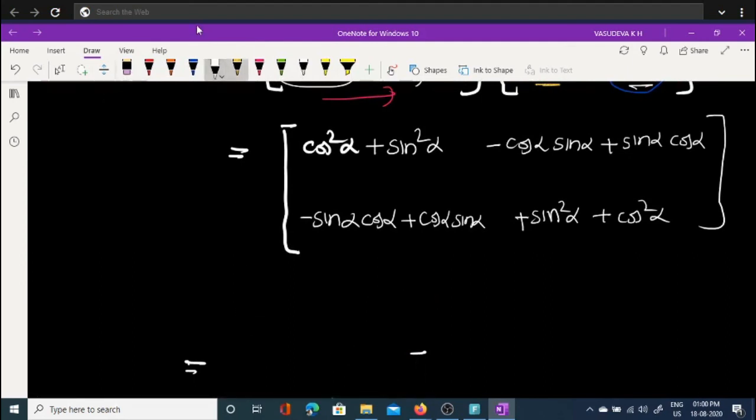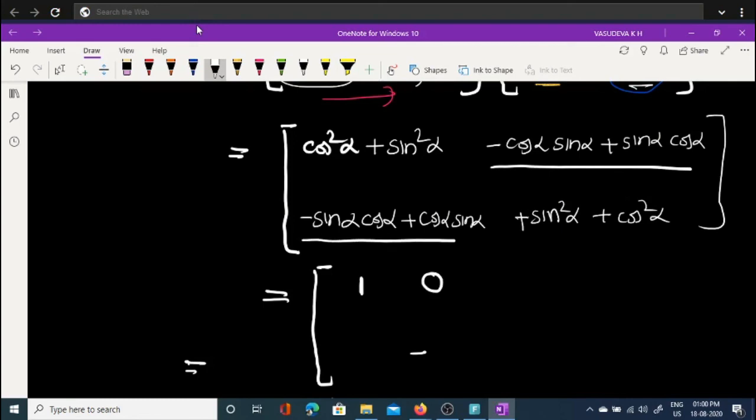So that is equal to cos square alpha plus sin square alpha, which is 1. That is a well-known property in trigonometry. And minus cos alpha into sin alpha and plus sin alpha into cos alpha are the same terms, with plus and minus, so it becomes 0. This also becomes 0, as minus sin alpha into cos alpha and plus cos alpha into sin alpha get cancelled. And sin square alpha plus cos square alpha becomes 1. So this is the identity matrix.